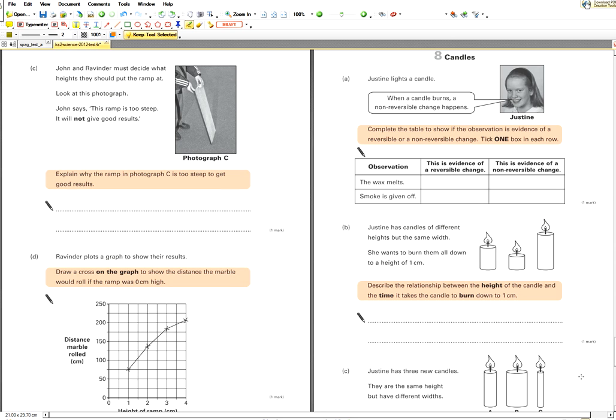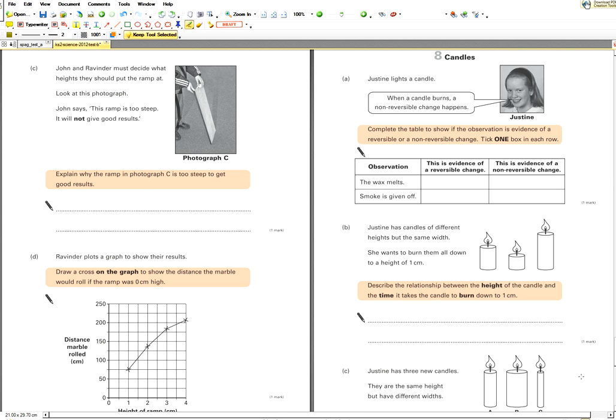Done. Yep. Okay, now John and Ravinder must decide what height they should put the ramp at. Look at this photograph. John says this ramp is too steep. It will not give good results. Explain why the ramp in photograph C is too steep to get good results.